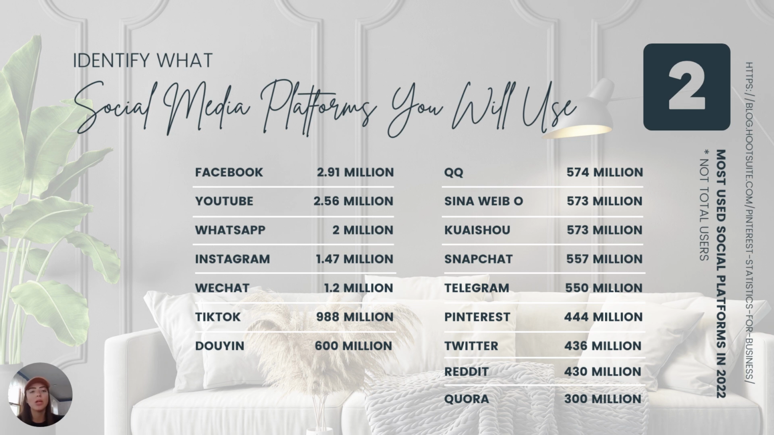So running through here, we just have Facebook is number one, 2.91 million. YouTube comes in second, 2.56 million. Then we have WhatsApp, Instagram, WeChat, TikTok. I don't know this other one, Douyin. So yeah, there's a whole bunch of international ones on here as well. You'll know which ones your audience will be using. So just keep that in mind.